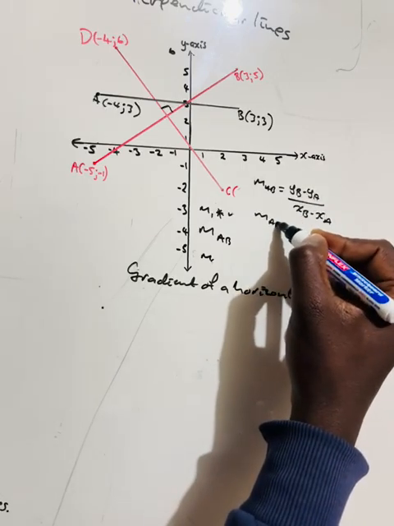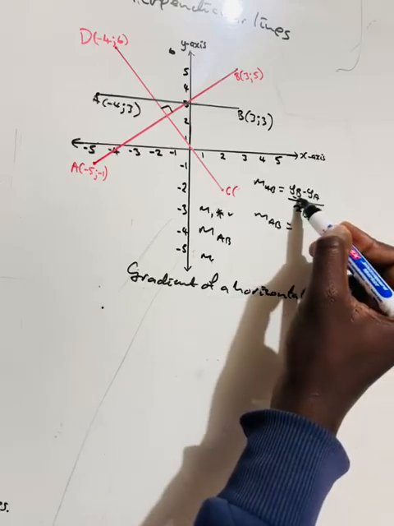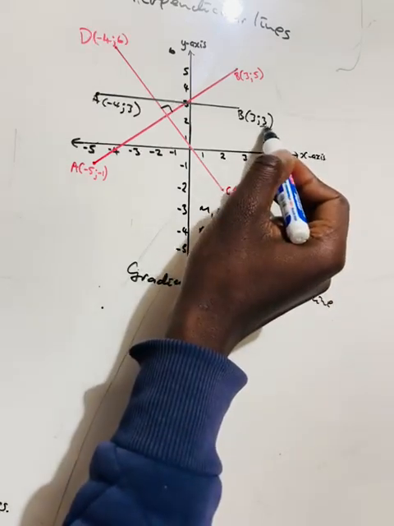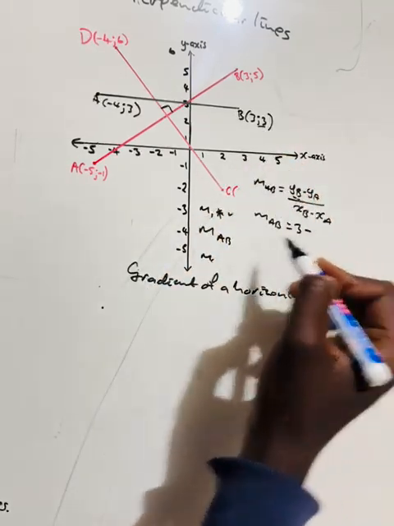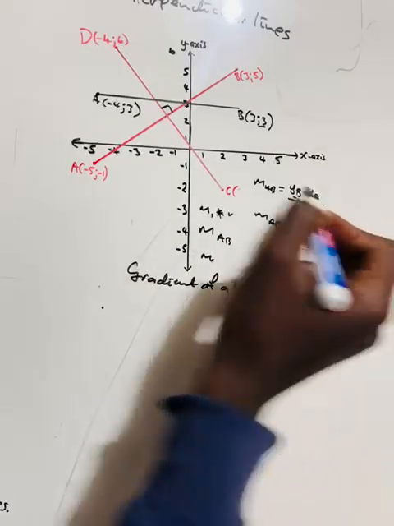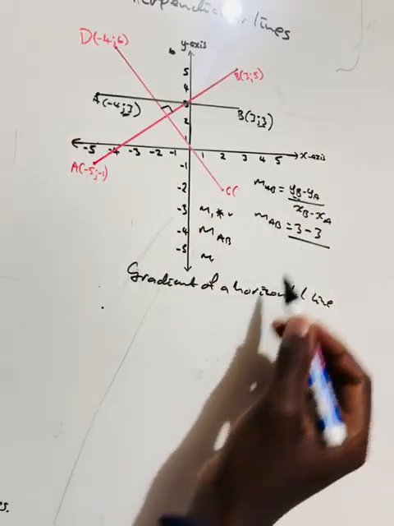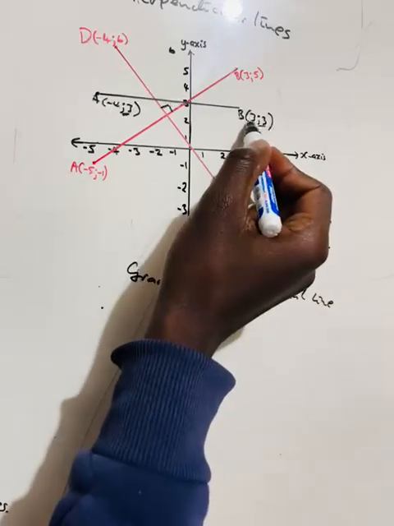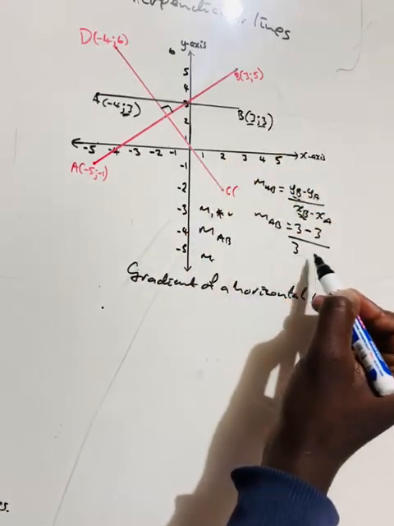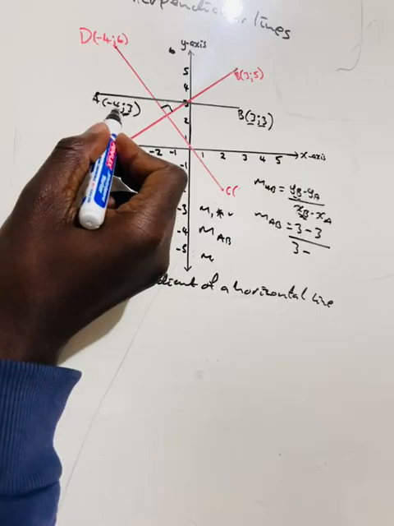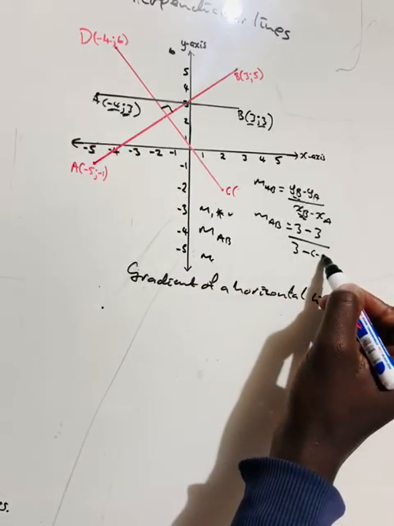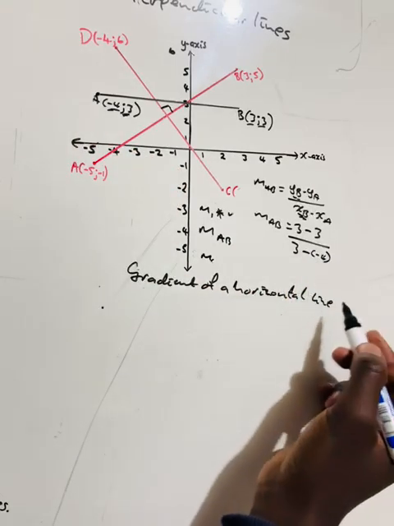Here, my gradient of AB is equal to what? My y at point B is 3. So I write my 3 minus. What is my y at point A? My y at point A is also 3. All over XB, my x at point B is 3, minus my x at point A, which is negative 4. Open bracket, negative 4. Okay.